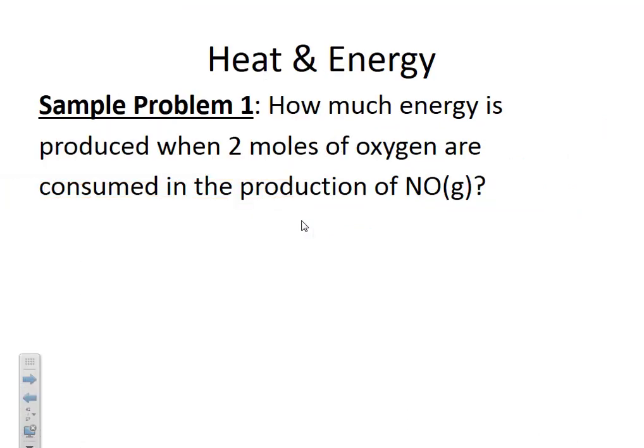So when we're looking at a sample problem, the first one says, how much energy is produced when 2 moles of oxygen are consumed in the production of NO? So the first thing you need to do is find where nitrogen and oxygen are combining to produce our nitrogen oxide. If you're looking at Table I, it's about half of the way down. You have nitrogen and oxygen synthesizing. You have N2 plus our O2 producing, or yielding, our 2NO.